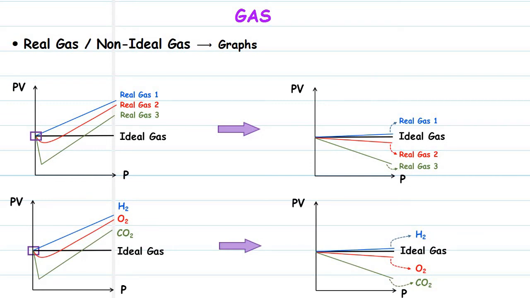Let's say we have the graph PV and P for hydrogen gas, oxygen gas, carbon dioxide gas, and ideal gas. If you take a look at the graph on the right for the low pressure, we can see that hydrogen gas, which has the smallest molecule here, will behave most closely to the ideal gas. But carbon dioxide gas, which is the molecule with a larger volume, will deviate more from the ideal gas.